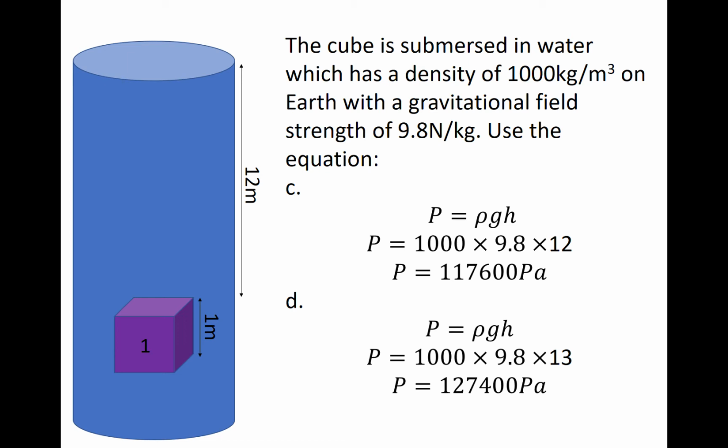We multiply these numbers together to find that the pressure on the top side of the cube is 117,600 pascals. We do the same for the bottom of the cube, and we find that the pressure at the bottom is 127,400 pascals.